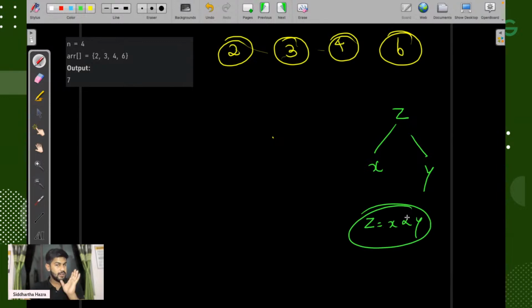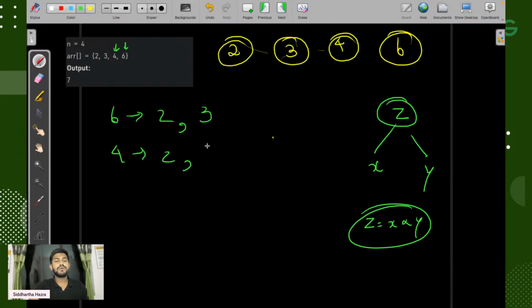We know this. So if you observe, I would try to consider z, which is the maximum element. The concept of the maximum element is coming from here. We would come from 6 and see, can 6 be made by 2 elements? Yes, 6 can be made by 2 elements, that is 2 and 3. Can 4 be made by 2 elements that are already present? Yes, 4 can be made by 2 and 2.